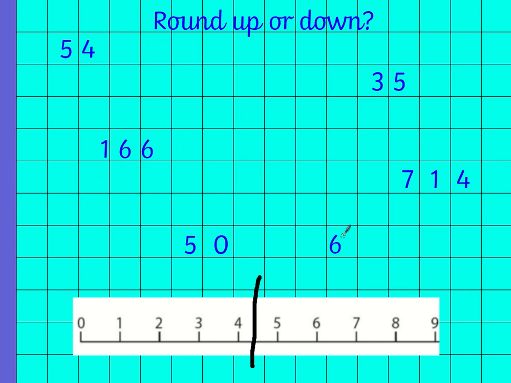6. Now yesterday I know a few of you struggled with this, single digits, but 6 is on this side of our line, so you would round it up to the nearest 10, wouldn't you? So 6 would become 10. And then I've also included some 3-digit ones here, so 166. 166, let's look, there's 6, so that means we'd round up, wouldn't we? And then 714 ends with a 4, which means we would round down to 710.